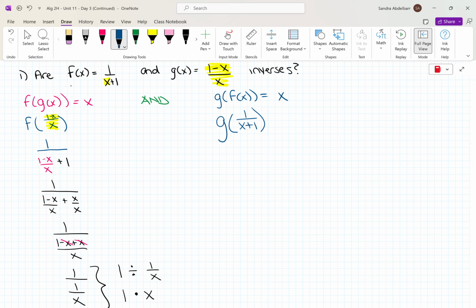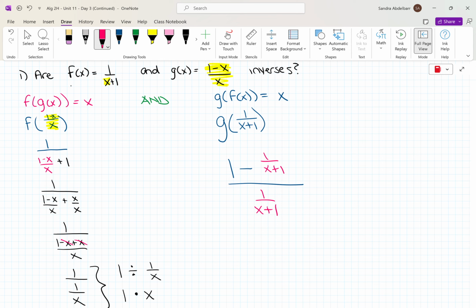Now I have to show the other side of things. I have to show that g of 1 over x plus 1 is equal to x. So I'm going to g of x. Anytime I see x, I'm now subbing in, instead of x, 1 over x plus 1. So what does this look like? It's going to look like 1 minus 1 over x plus 1, over 1 over x plus 1.